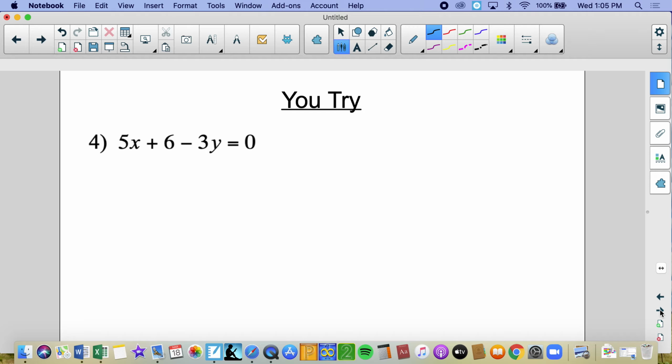Here is a problem for you to try. So take a moment. We're going to isolate for y. Take a second and go ahead and do the work on a notebook. And when you're ready, you can hit unpause.